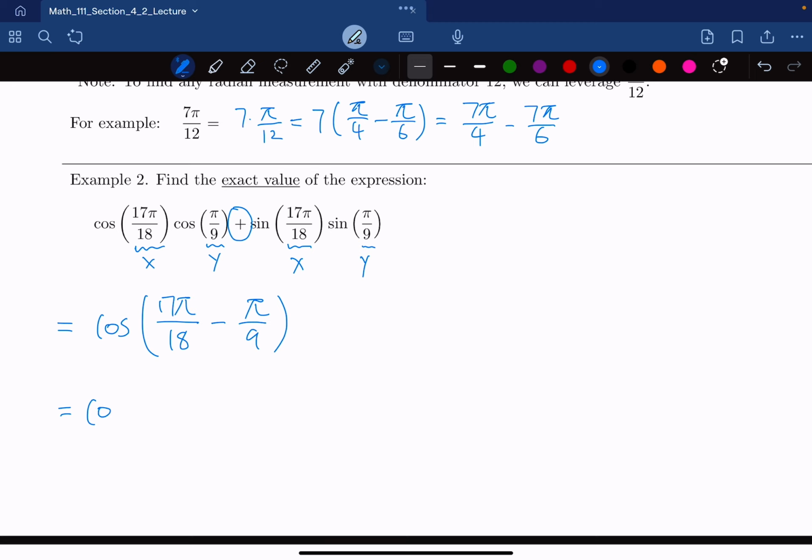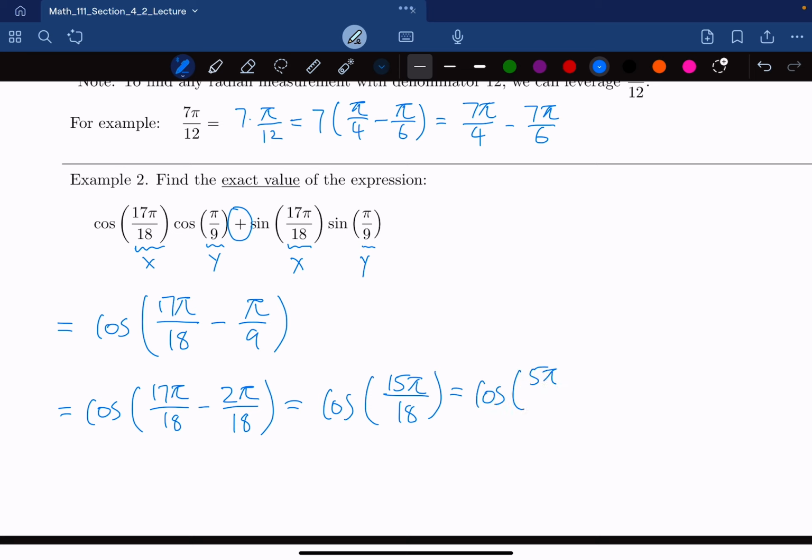And I can add fractions, so this becomes cosine of 17 pi over 18, making a common denominator, multiply top and bottom by 2, 2 pi over 18. And this is going to come out to be cosine of, well, 17 pi minus 2 pi is 15 pi over 18. And then I can simplify top and bottom, divided by 3, so cosine of 5 pi over 6.